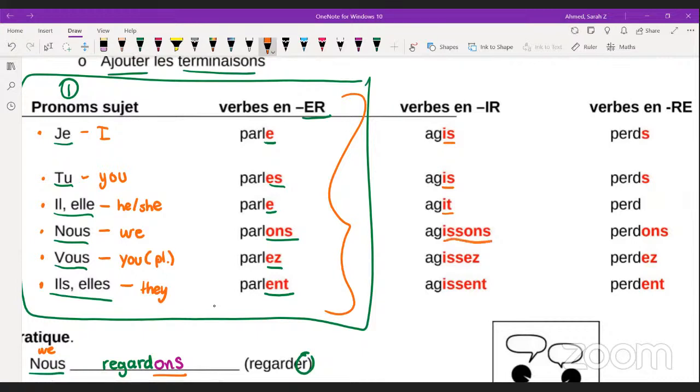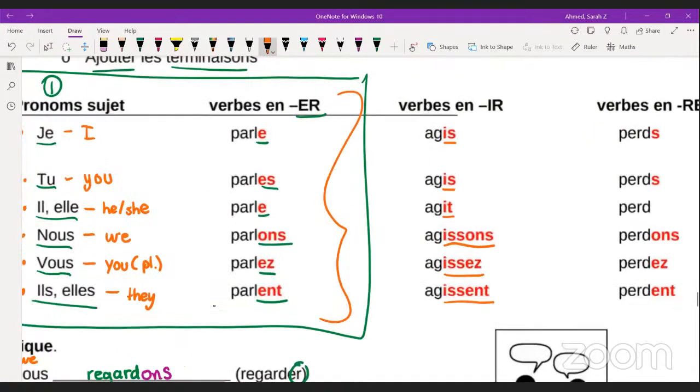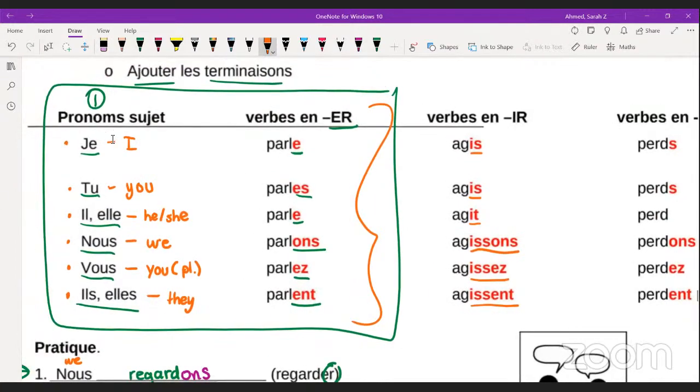Nous is ISSONS. Very good. Vous is ISSEZ. EZ, good. And ils, elles is ISSENT. Okay, so let's just repeat after me.